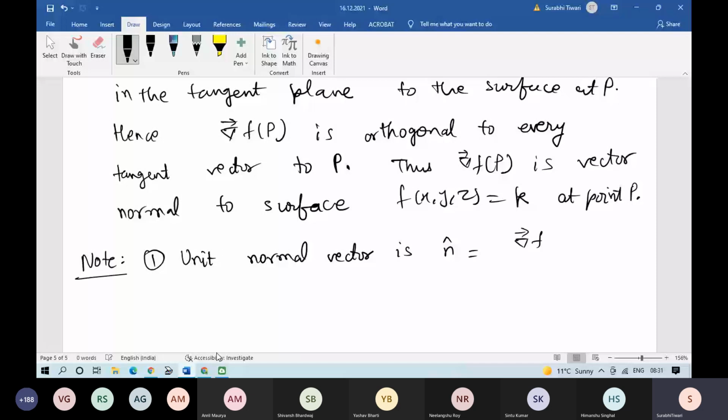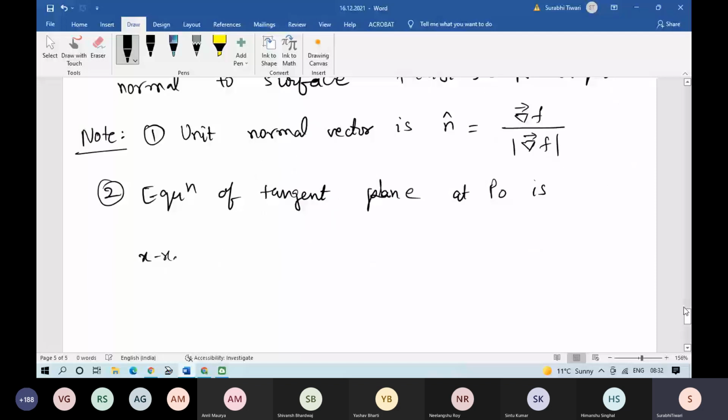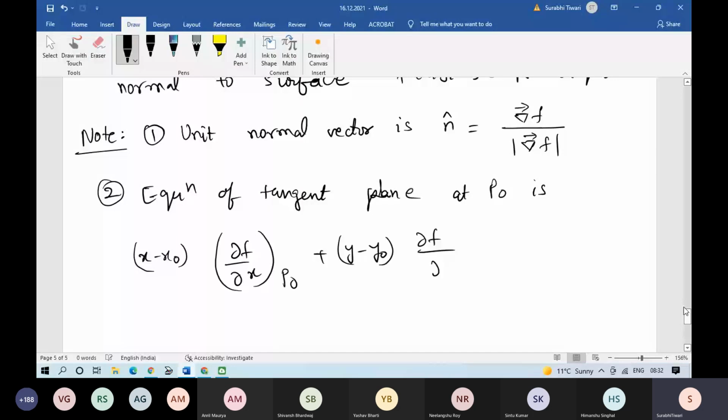Similarly, what will be the equation of the tangent plane at P0? It is (x minus x0) del f by del x at the point P0 plus (y minus y0) del f by del y at the point P0 plus (z minus z0) del f by del z at the point P0. This is equal to 0.